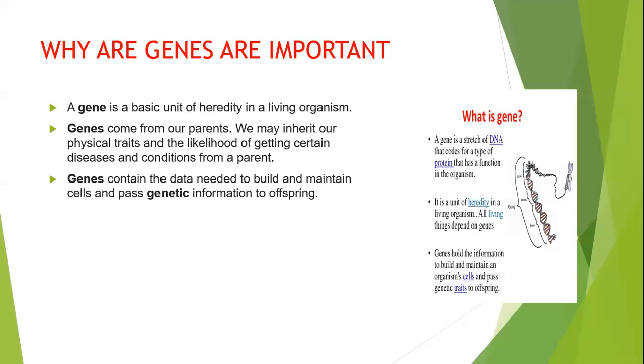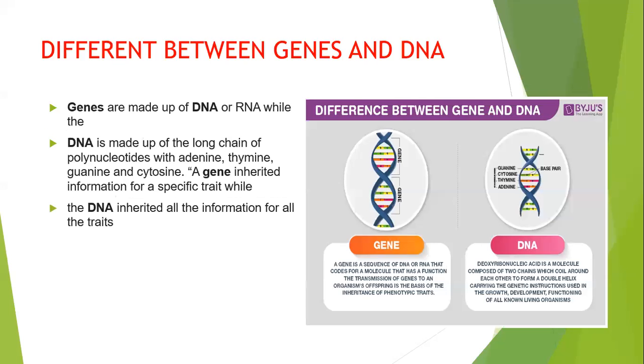So next is, why are our genes important? A gene is the basic unit of heredity in a living organism. Genes come from our parents. We may inherit our physical traits and likelihood of getting certain diseases and conditions from a parent. And genes contain data needed to build and maintain cells and pass genetic information to the offspring.